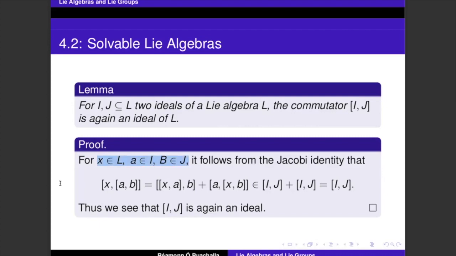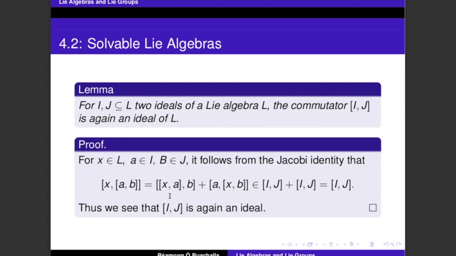Then it follows from the Jacobi identity. We've got this commutator here. This is an ideal by definition if for every a and b, the commutator will actually lie inside this. So we have to check that this lives inside here. That's precisely what the definition of an ideal says. How do we do it? Well, we can re-express this using the Jacobi identity as [x,[a,b]] = [[x,a],b] + [a,[x,b]].